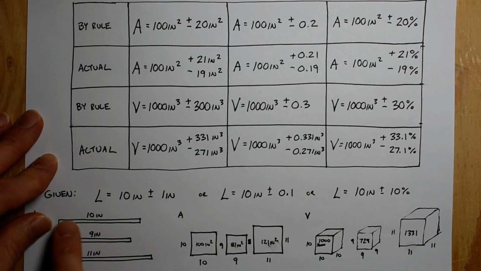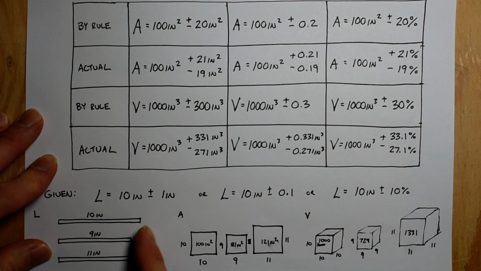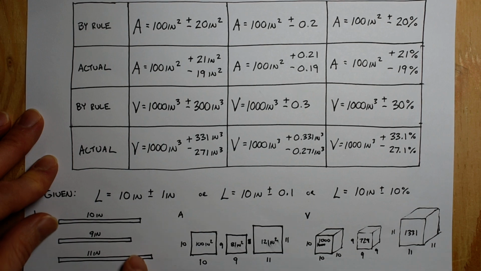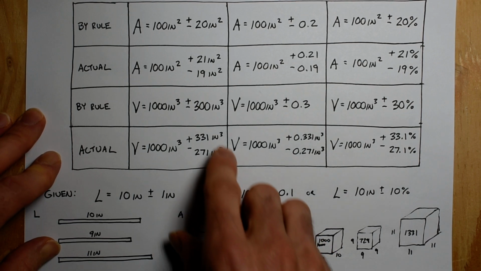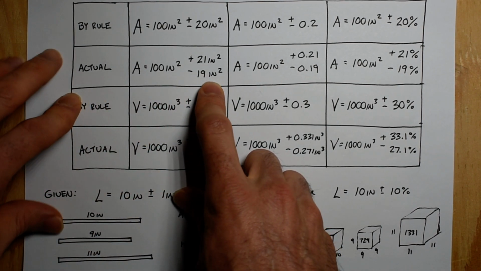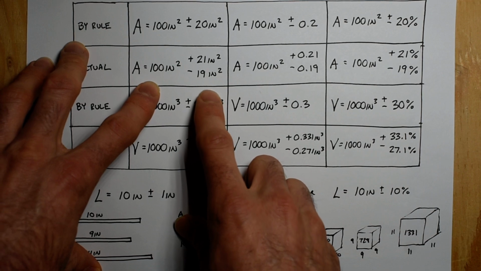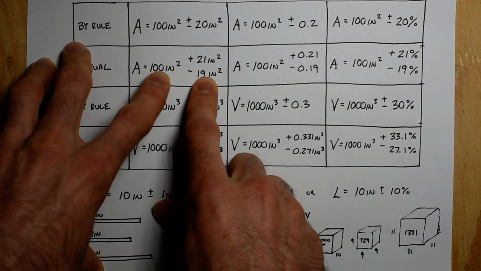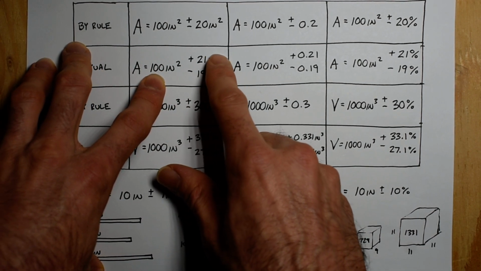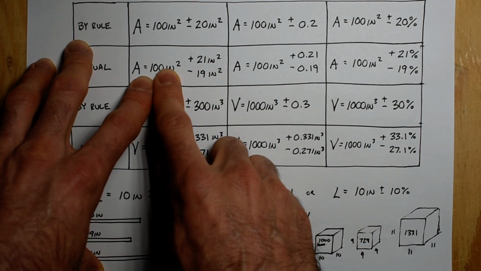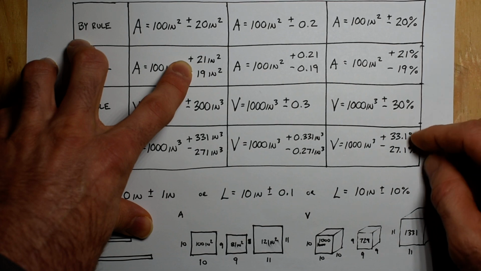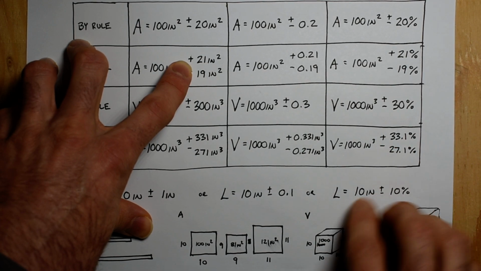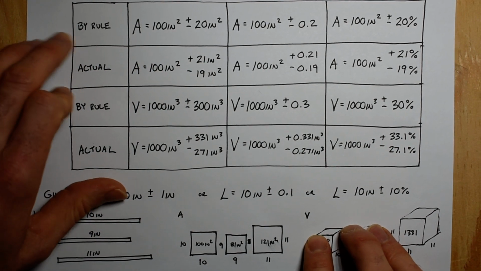So if you did measure something and there's more probability that it was slightly shorter, your answer is actually going to be more correct. It's going to be closer. Minus 19 is closer to 100 than plus 21. Plus 21 is not as close to 100, even though these are going to be the average right in the middle.